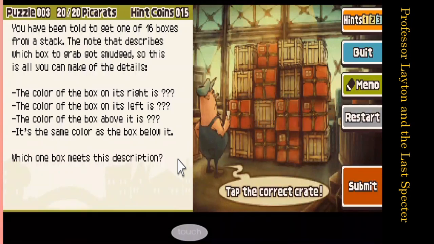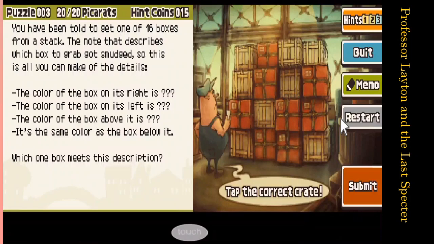You have been told to get one of the 16 boxes from the stack. The note that describes which box to grab got smudged, so this is all you can make of the details. The color of the box on the right is, the color of the box on the left is, the color of the box above it is the same color as the box below it. Which box meets this description?